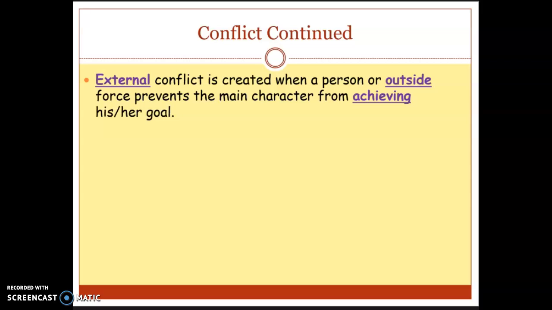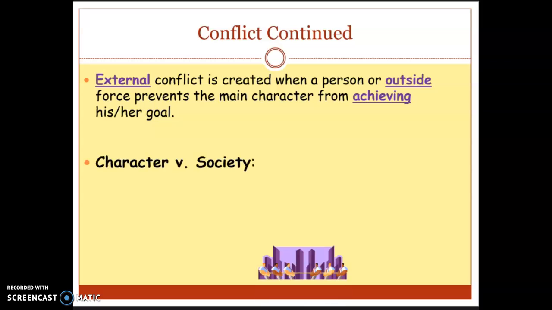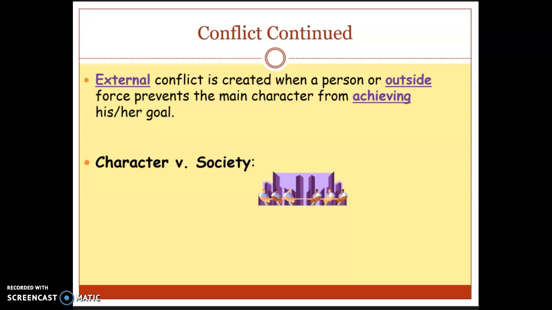The next type is external conflict. This is created when a person or an outside force prevents the main character from achieving the goal they want to achieve. Character versus society. This is where you're fighting against laws, fighting against racism, fighting against slavery, women's rights, anything like that. That is character versus society.